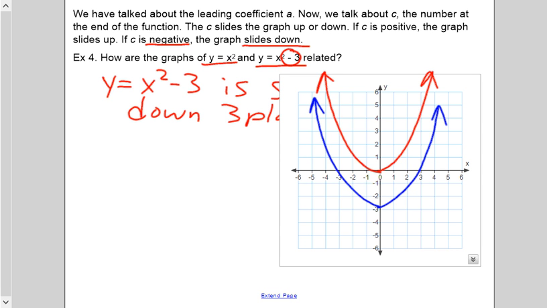So it would be like that blue line. All I did is I took the graph, same graph, and I just slid it downwards 3 places. That's what that number at the end tells you. If it was a positive 3, I'd slide it up 3 places, and it would be this green line. So the C at the end slides that vertex straight up or straight down.